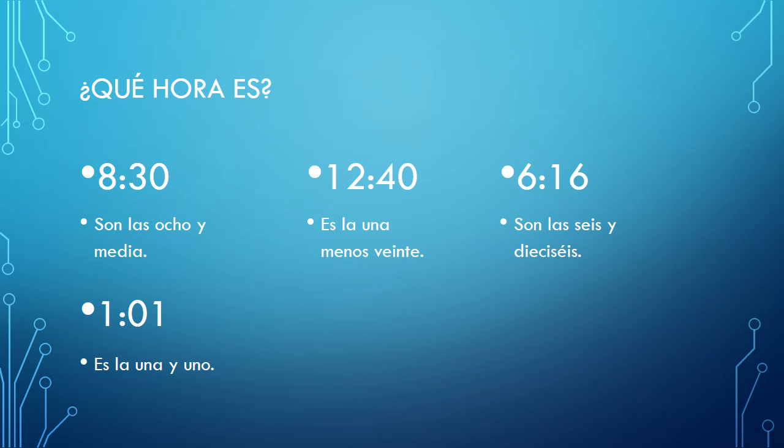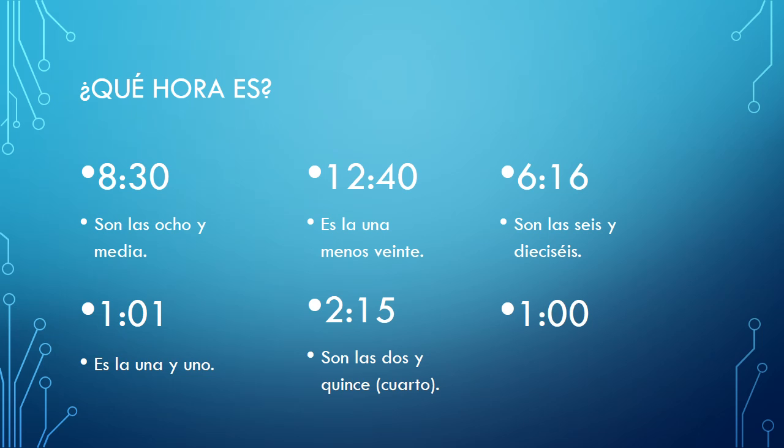So you notice the first, if it's talking about the hour, it ends in an A. Talking about the minutes, it ends in an O. Es la 1:01. That's only true for uno y una. It's not true of any other numbers. Okay, ¿qué hora es? Son las 2:15. ¿Y qué hora es? Es la 1.